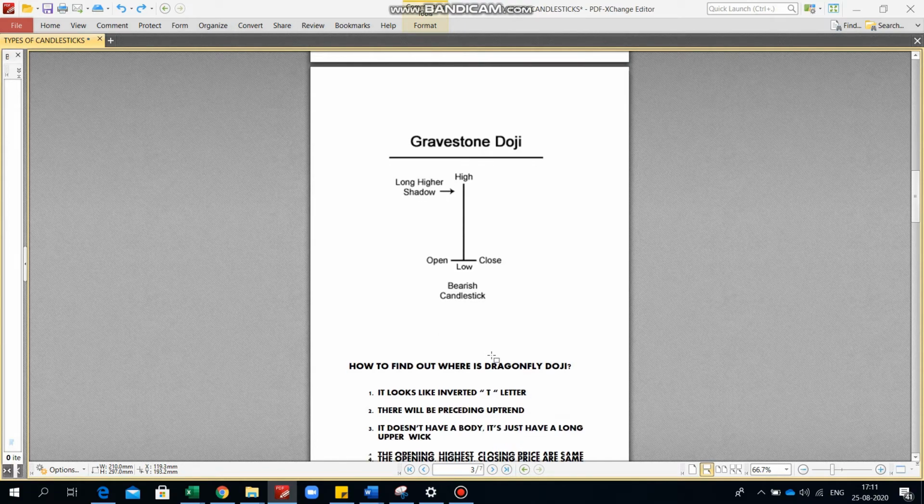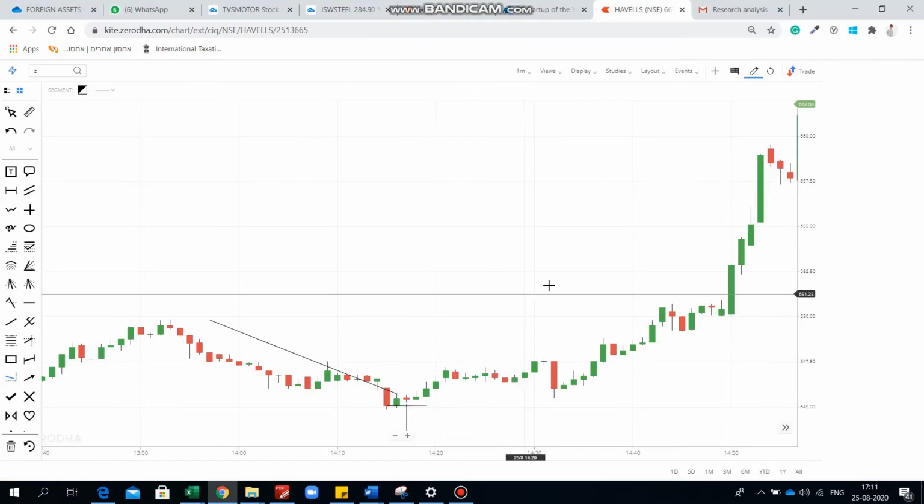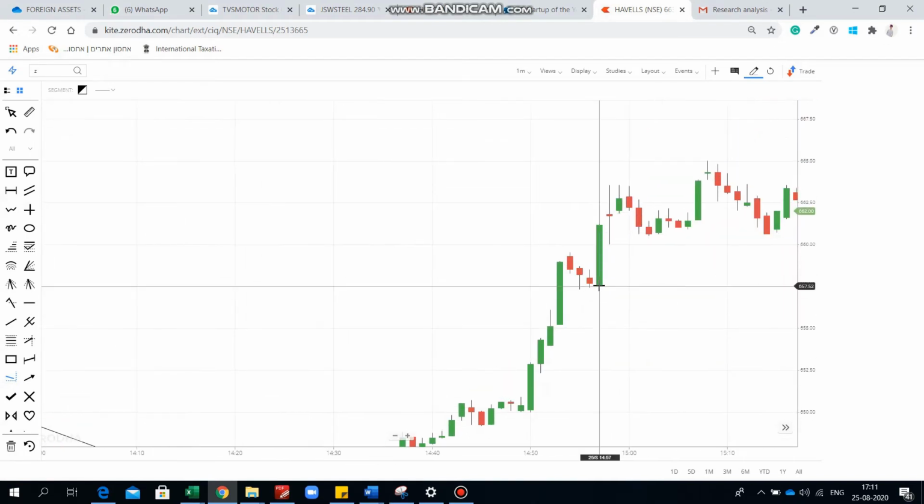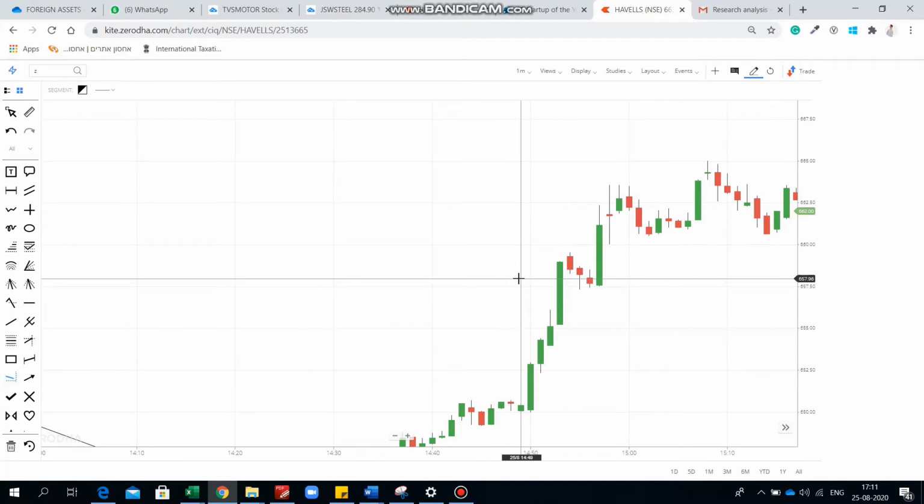Now we are going to talk about Gravestone Doji. What is Gravestone Doji? The Gravestone Doji is exactly the opposite of this Dragonfly Doji. It looks like an inverted T, and you can find it at the top of a preceding uptrend. Actually, you can find this candlestick anywhere. It is not necessary that Dragonfly should be found only after a preceding downtrend, or Gravestone only after an uptrend; you can find them anywhere.